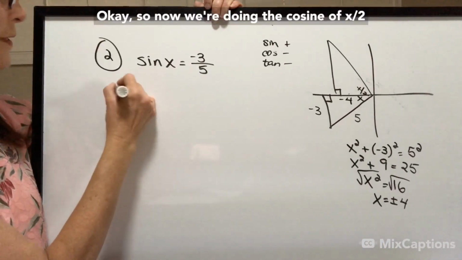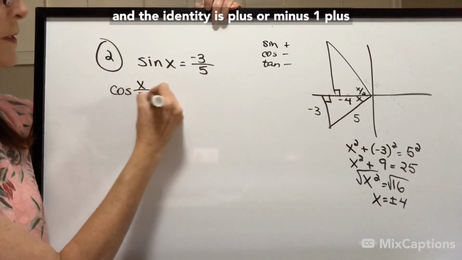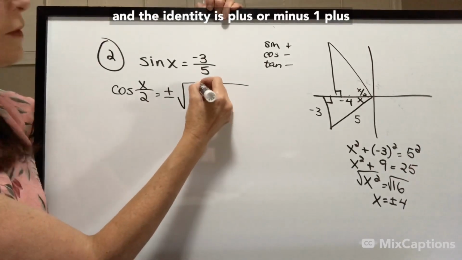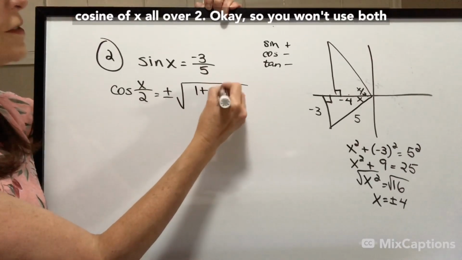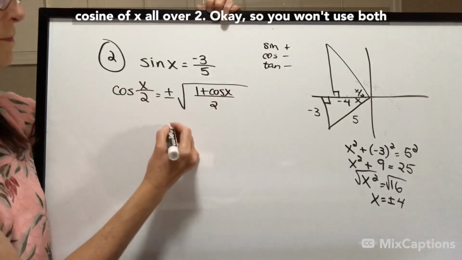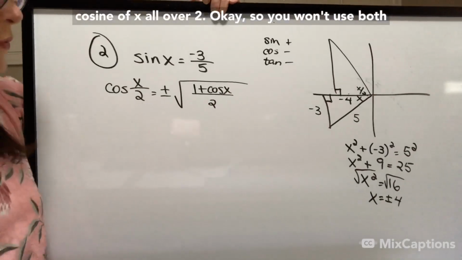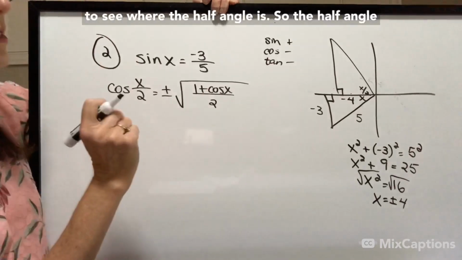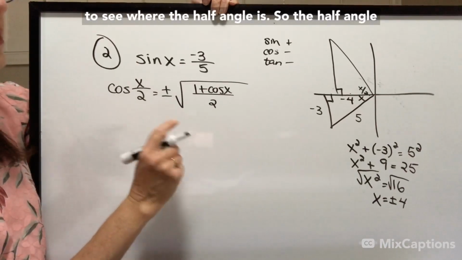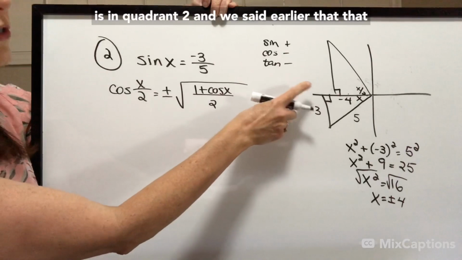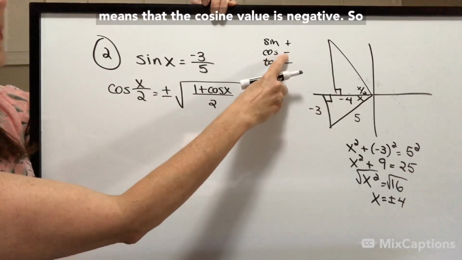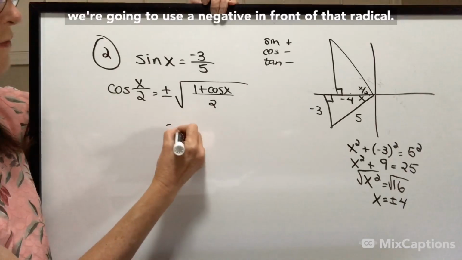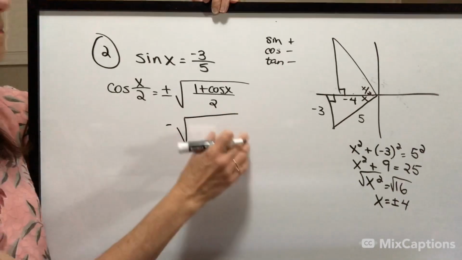Okay, so now we're doing the cosine of x over 2, and the identity is plus or minus the square root of 1 plus cosine of x over 2. Okay, so you won't use both plus and minus. You have to look at the picture to see where the half angle is. So the half angle is in quadrant 2, and we said earlier that that means that the cosine value is negative. So we're going to use a negative in front of that radical.